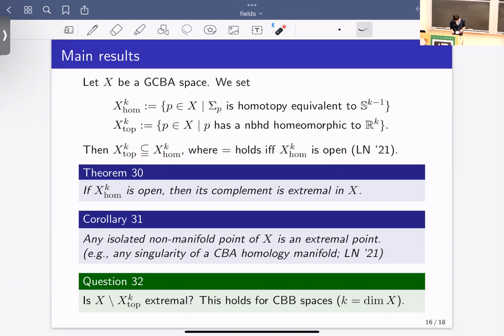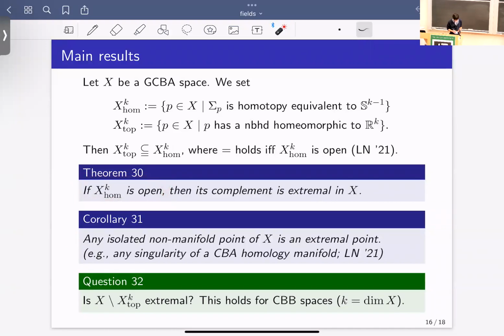And if this assumption is satisfied, so if X_k^hom is open, or equivalently if X_k^top is equal to X_k^hom, then its complement is an extremal subset of X. In particular, any isolated non-manifold point of X, for example, any singularity of a CBA homology manifold, is an extremal point.